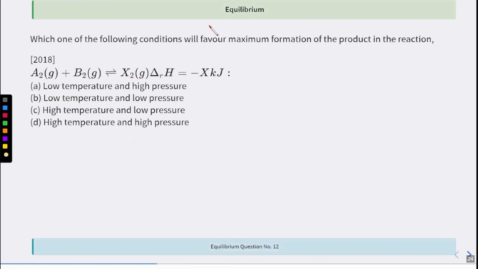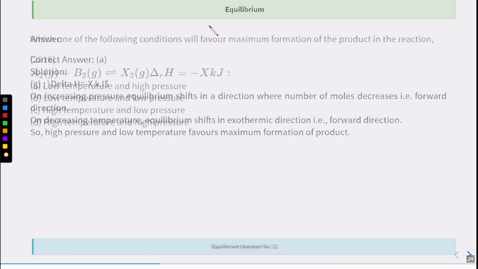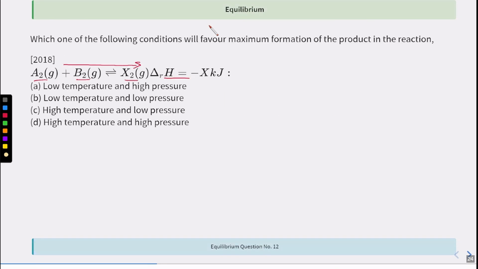Which of the following conditions will favor maximum formation of products in this particular reaction? Okay. So you have this reaction A2 gives rise to B2, that gives rise to X2. And you can see that it is an exothermic reaction. Now, what we want to see is what conditions are favorable so that this reaction will go in this particular direction. Okay. Now, let us see it like this.